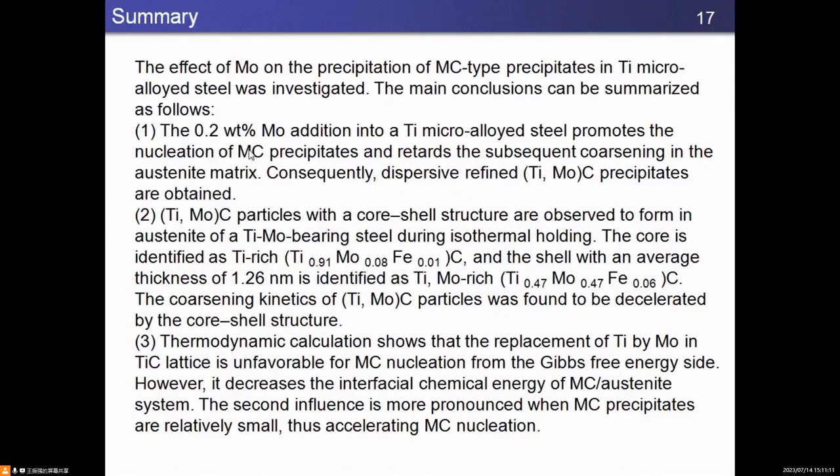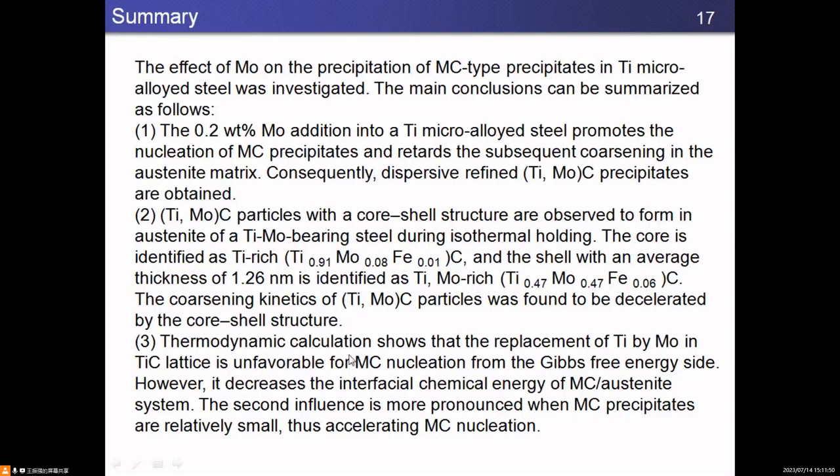First, 0.2 Mo addition to the titanium-Mo alloys still promotes the nucleation of MC precipitation and retards the coarsening. The titanium-Mo carbide particle is a core-shell structure observed to form in austenite. The core is identified as titanium enriched. The shell has an average thickness of 1.26 nanometers, identified as titanium-Mo enriched. The coarsening kinetics was found to be decelerated by the core-shell structure.